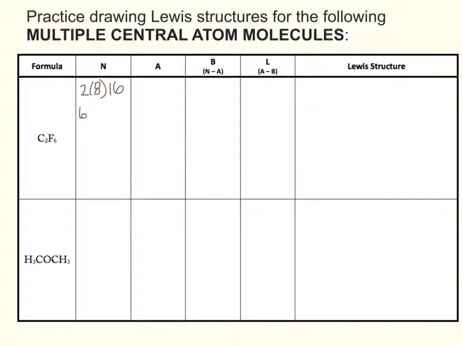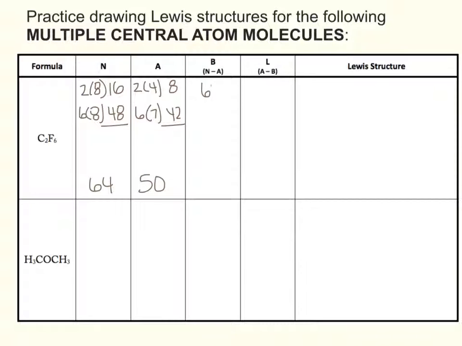There are 6 fluorine atoms. Needs 8. So when we multiply that, we get 48. We're going to add that up, and we have a total of 64 needed. Looking at the valence, carbon has 4, so provides 8. Fluorine is 7, provides 42. And we add that together for 50.